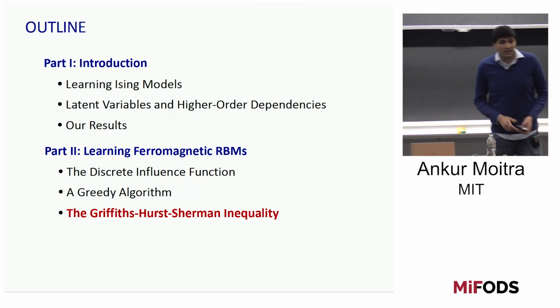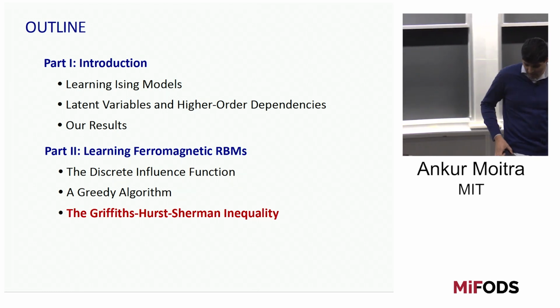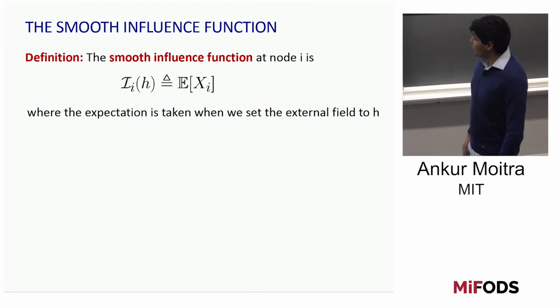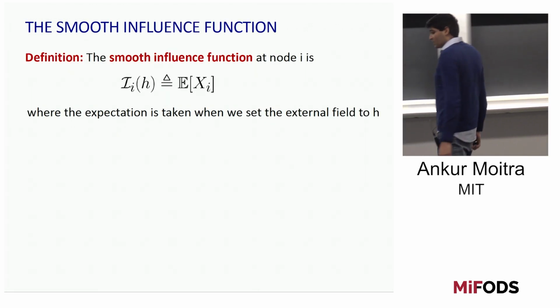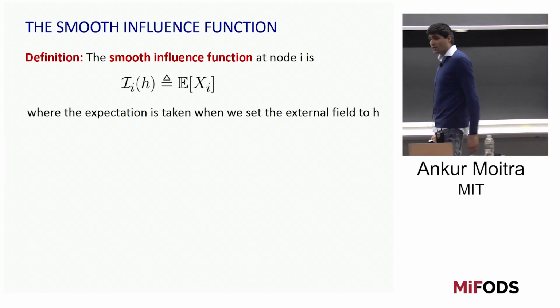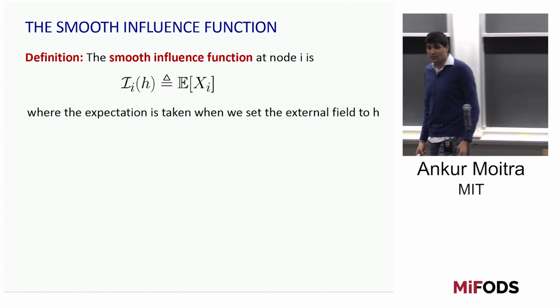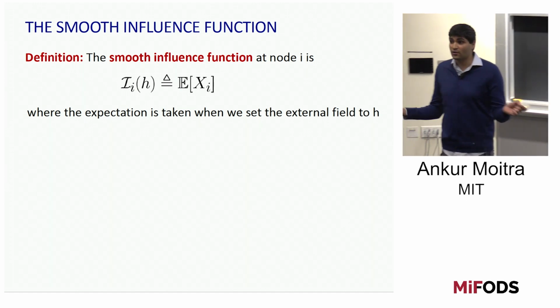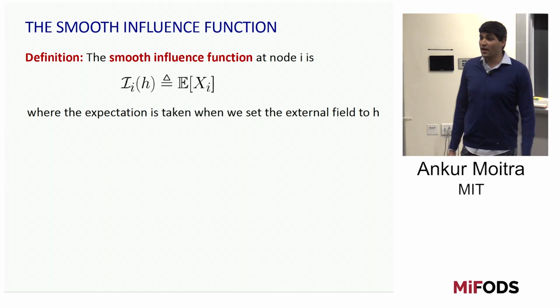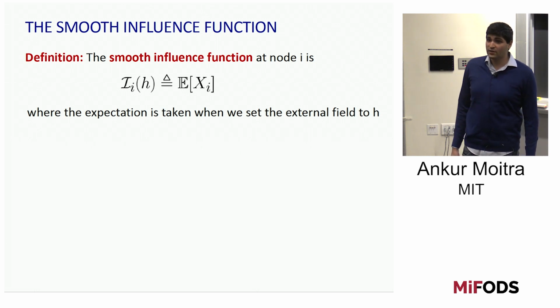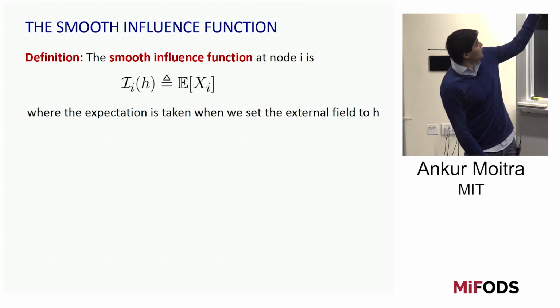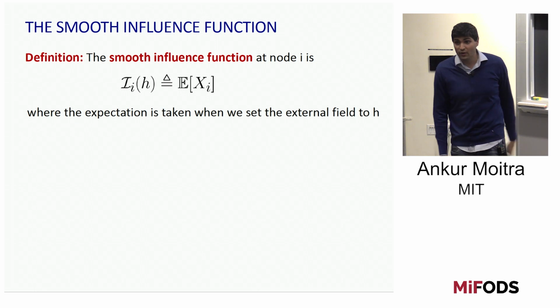Now let me tell you at least something about this mysterious thing that I mentioned, the GHS inequality. The way that we're going to connect to the GHS inequality is through another influence function. It'll be the smooth influence function. Instead of taking a subset, it's going to take a vector h, which is how you're going to set the external fields. So the smooth influence function takes in a vector of how you set the external fields, and you output the expectation of x sub I in the Ising model where you set the external fields to h.